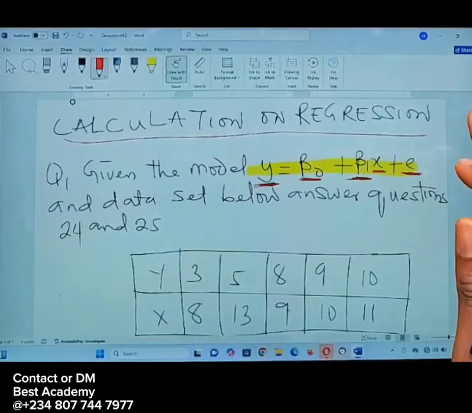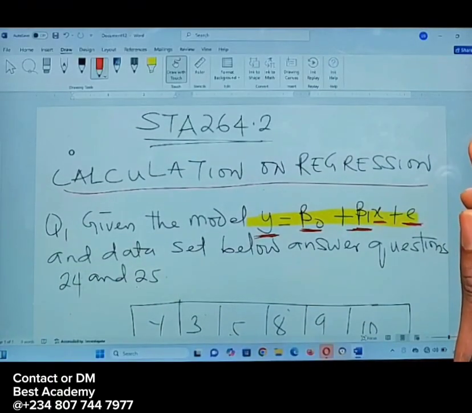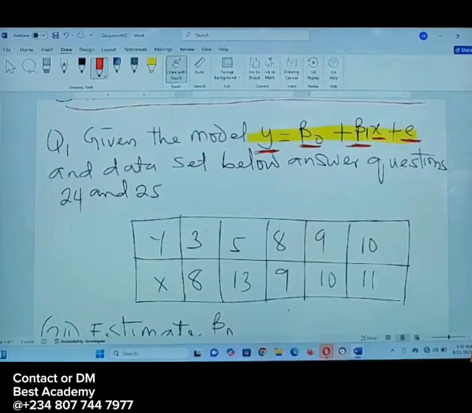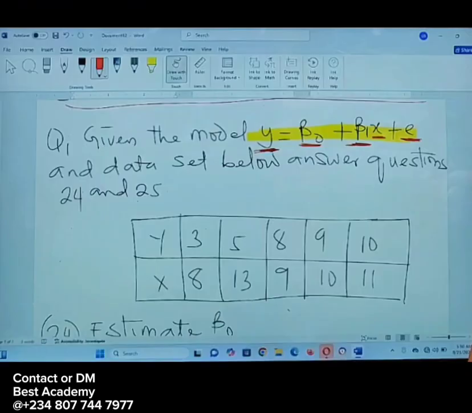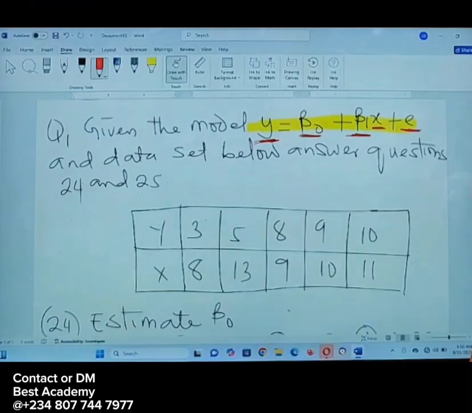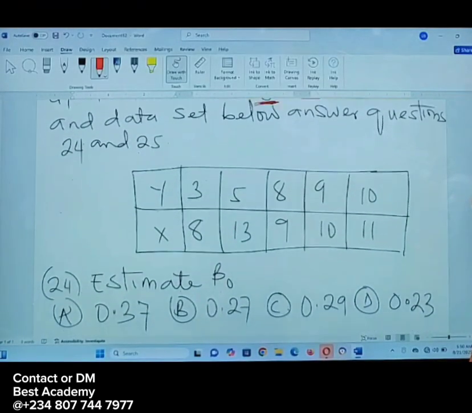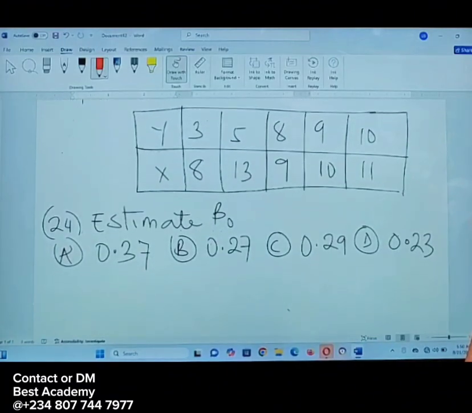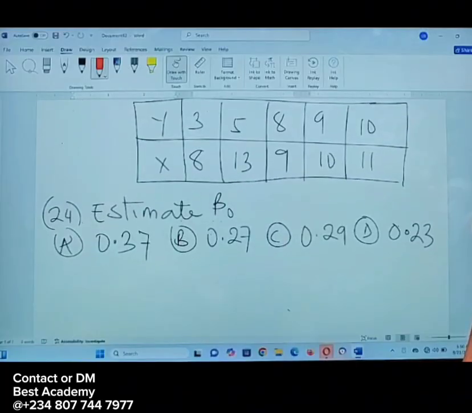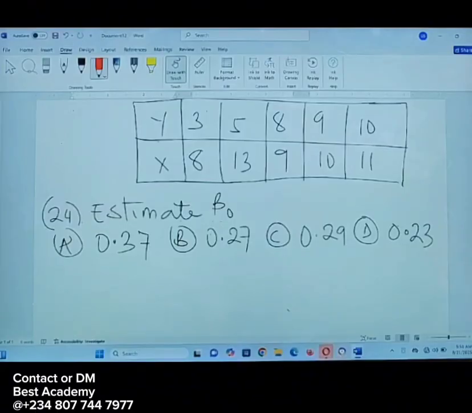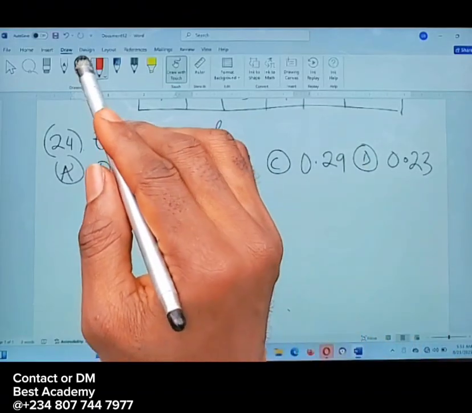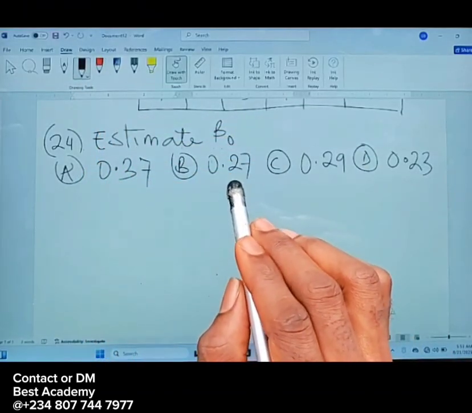Please take note. Now they said, given the model y equal to beta naught plus beta 1s plus e and the data set below, answer questions 24 and 25. So we are given 25 as the estimate of beta naught. For us to estimate beta naught, we have to use the estimation equation. The estimation equation here, class, is this. This is the formula for the estimation equation. Let's solve this first.